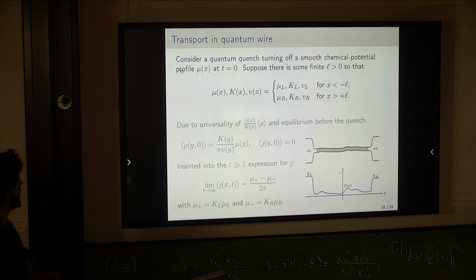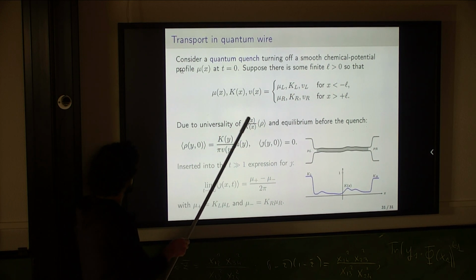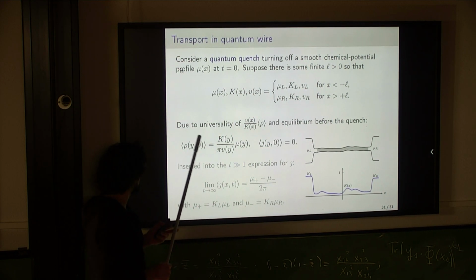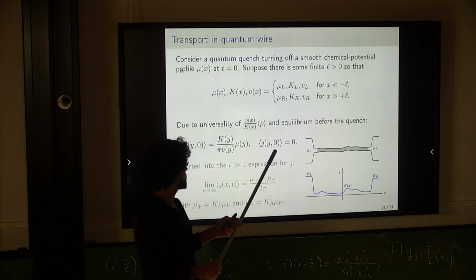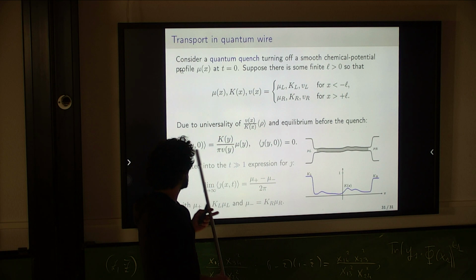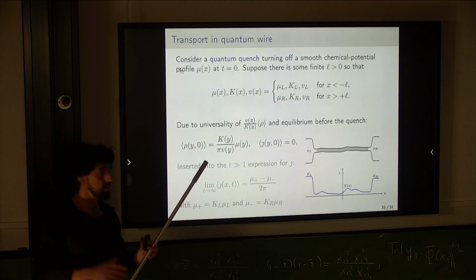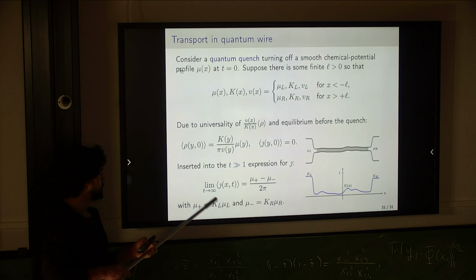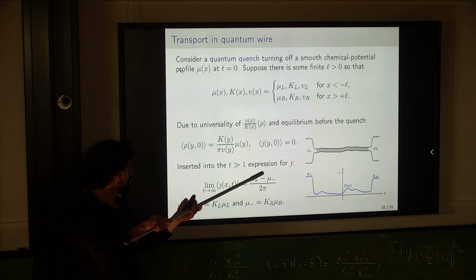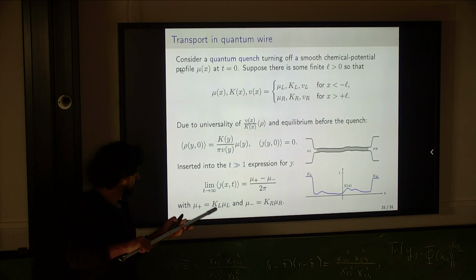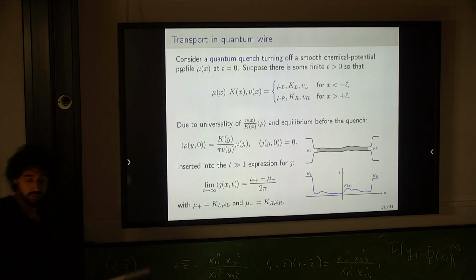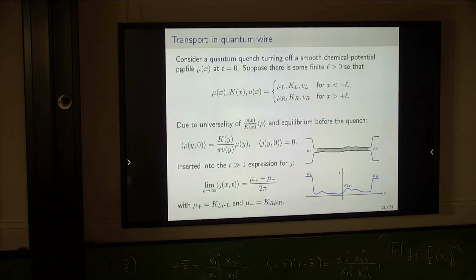Then I showed in a previous slide that V over K multiplied by rho is universal, so you can use that to compute the initial value of the density, and you can also show that in equilibrium the current is zero, so now you have the input for the evolution of the current. If you plug this into the expression for the current, you can compute the value when the time goes to infinity, and you show that it only depends on the difference between the values of mu at the endpoints, renormalized by the values of the Luttinger parameter at the endpoints. But it doesn't depend on what's in the middle, it all depends on the sides. So that's a known result, which is now recovered as time goes to infinity.